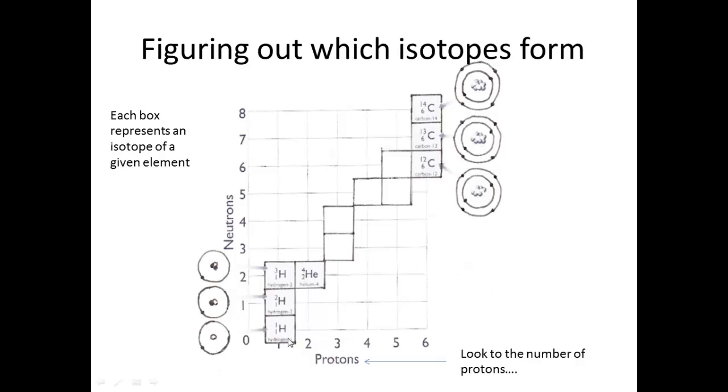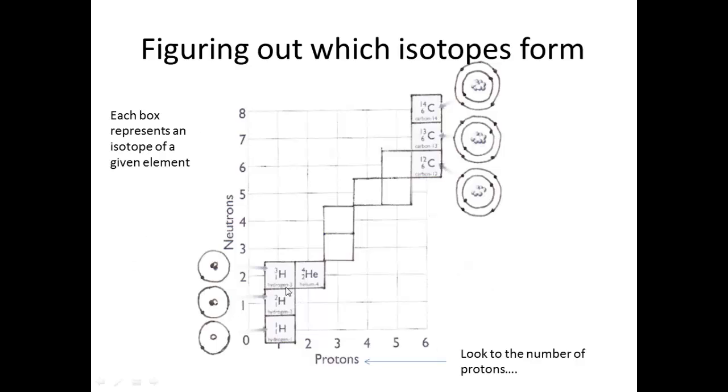So look at hydrogen, atomic number 1, which has 1 proton. We can look here. We have hydrogen with 0 neutrons, hydrogen with 1 neutron, and hydrogen with 2 neutrons, all of which have the atomic number 1 and have 1 proton. So there are 3 isotopes of hydrogen: hydrogen 1, hydrogen 2, hydrogen 3.